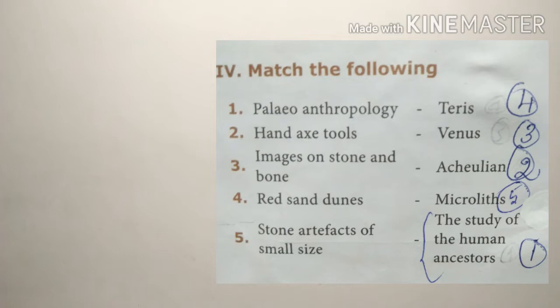Question number 3, images on stone and bone. Answer, Venus. Question number 4, red sand dunes. Answer, the first word, Theris. Question number 5, stone artifacts of small size. Answer, microliths. Come to the right side. First word, Theris 4, Venus 3, Acheulean 2, microliths 5, study of human ancestors 1.